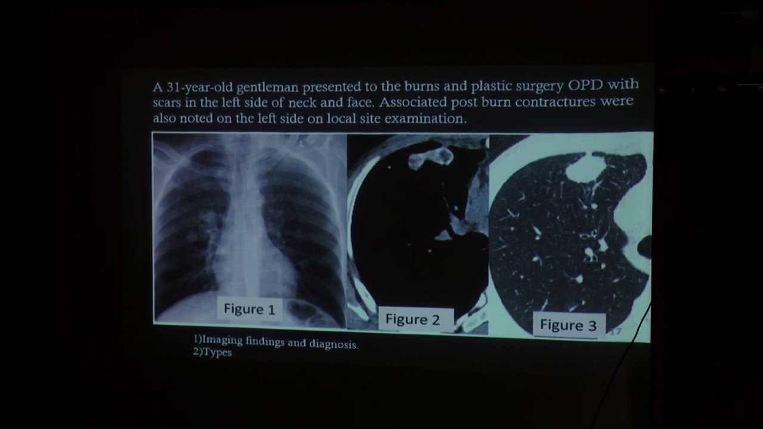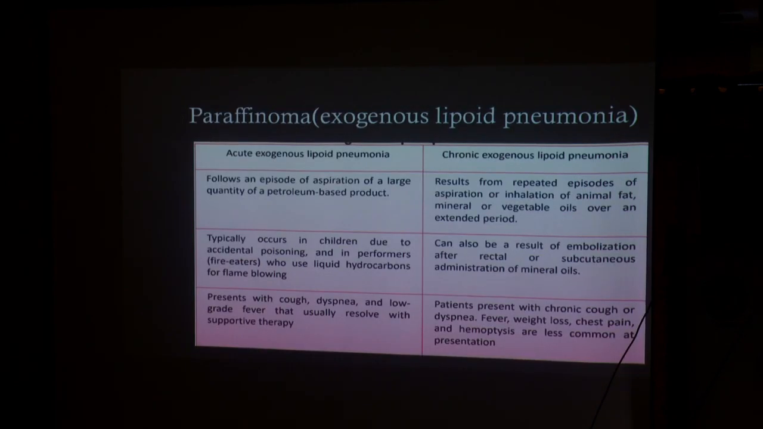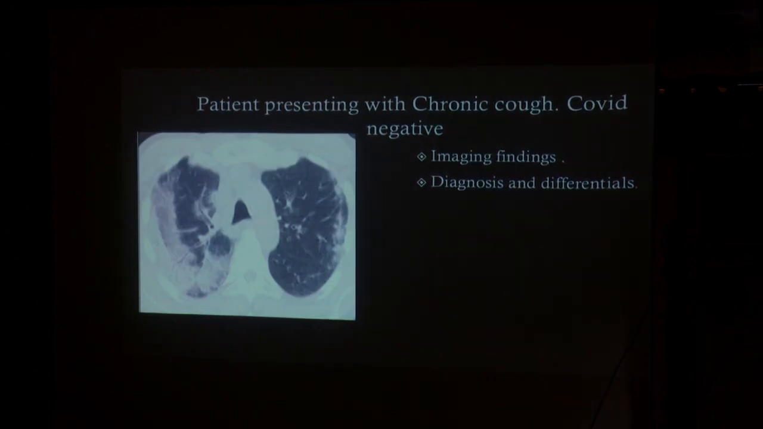Due to this, there is a characteristic finding which is a fat density center. The presence of this fat is highly characteristic for lipoid pneumonia. And exogenous lipoid pneumonia is also called paraffinoma. So, a patient presenting with chronic cough and the patient is COVID negative. Any other diagnosis? Peripheral subpleural ground glass opacity.